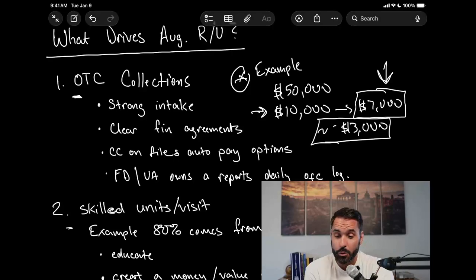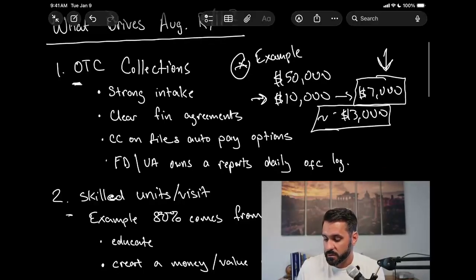And all you got to do is clean up your over-the-counter collections. It's the first financial touch point in the business, all right? And the way that we drive that metric, over-the-counter collections, is to have these 4 things. Number 1, a very strong intake process.